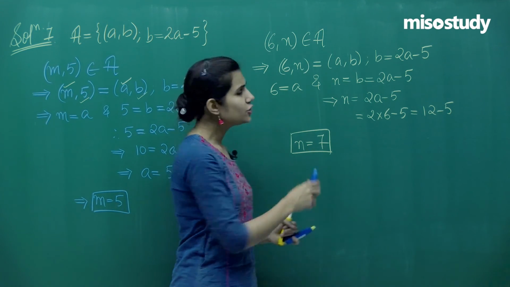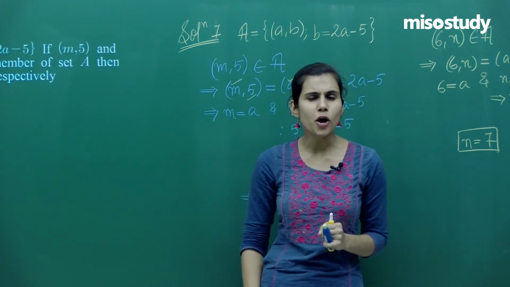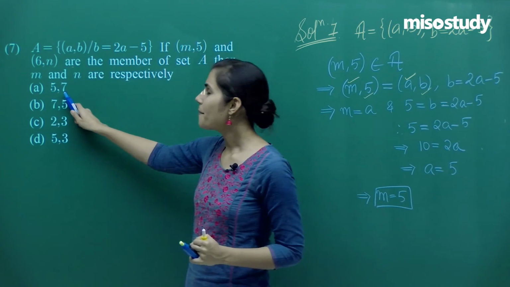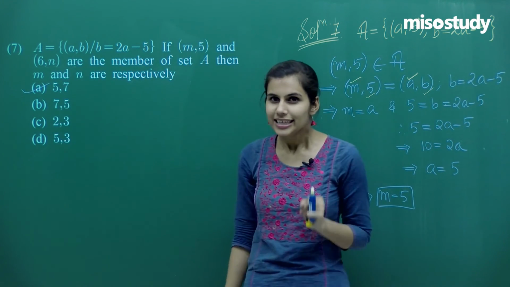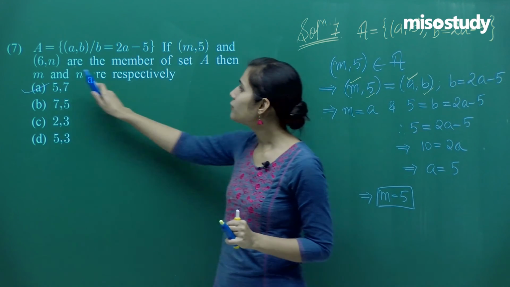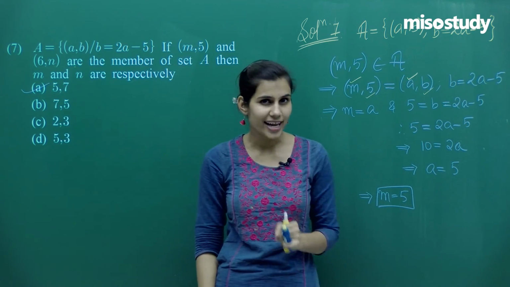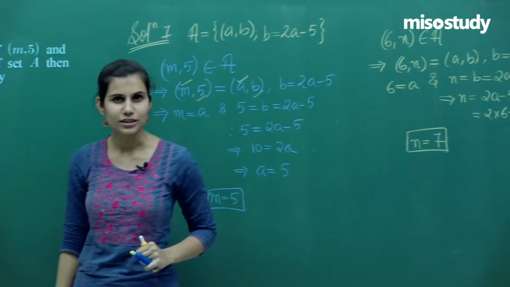You have got N to be 7 and you have got M to be 5. Let's see if 5, 7 is a solution or not. 5, 7 is very much a solution, right, sitting at the first point. This is how you deal when you have to consider members sitting inside the set and then finding out the values which are asked. Quickly note this down and be prepared for the next question.